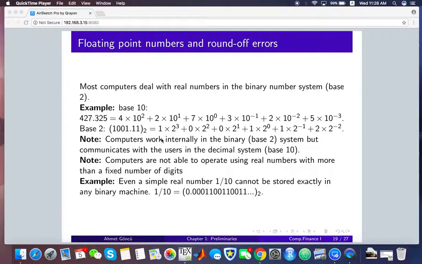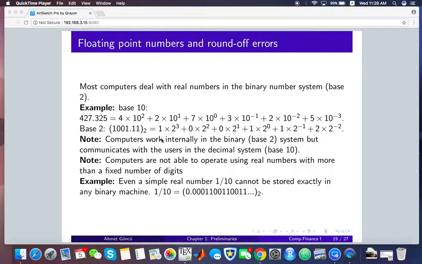Let's talk about floating point numbers and round-off errors. Most computers deal with real numbers in the binary system, which is base 2. If you represent a number in base 10, let's say 427.325, this is how we can write it in base 10 representation.